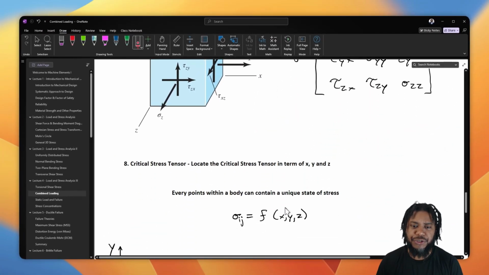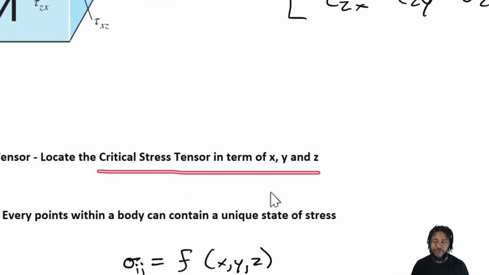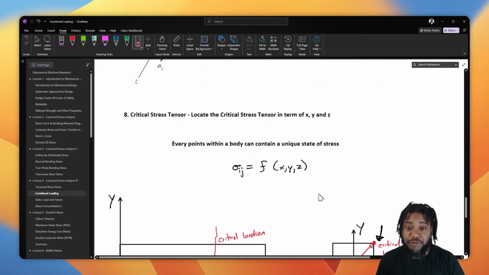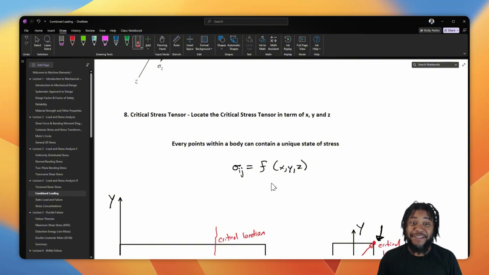One of the things we could do is calculate the stress tensor at multiple critical locations. So say there's a location where normal force is maximized, but it's not the same location where bending moment is maximized. We may need to evaluate these stress tensors at more than one location, because we have to remember that within a body, every point within that body has a unique state of stress that it's subjected to, right?